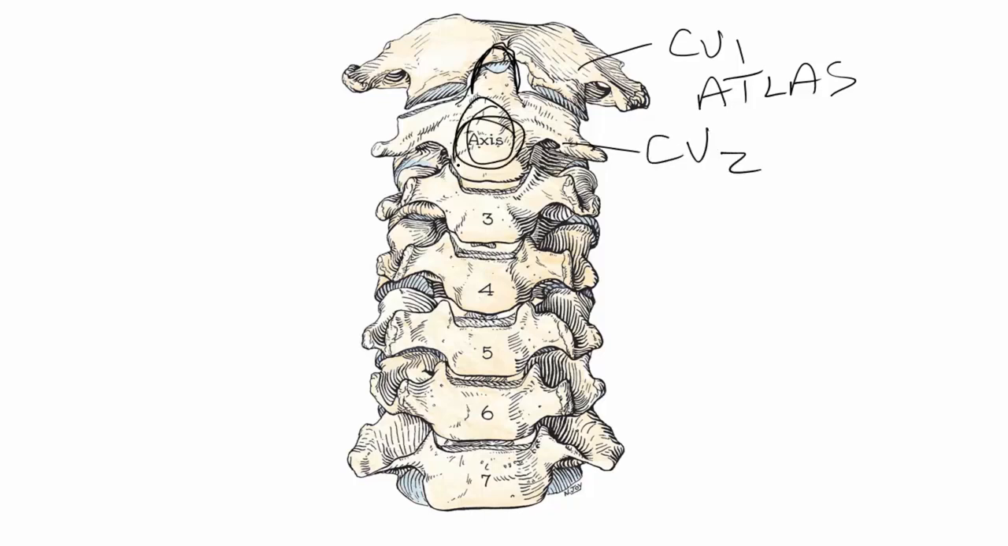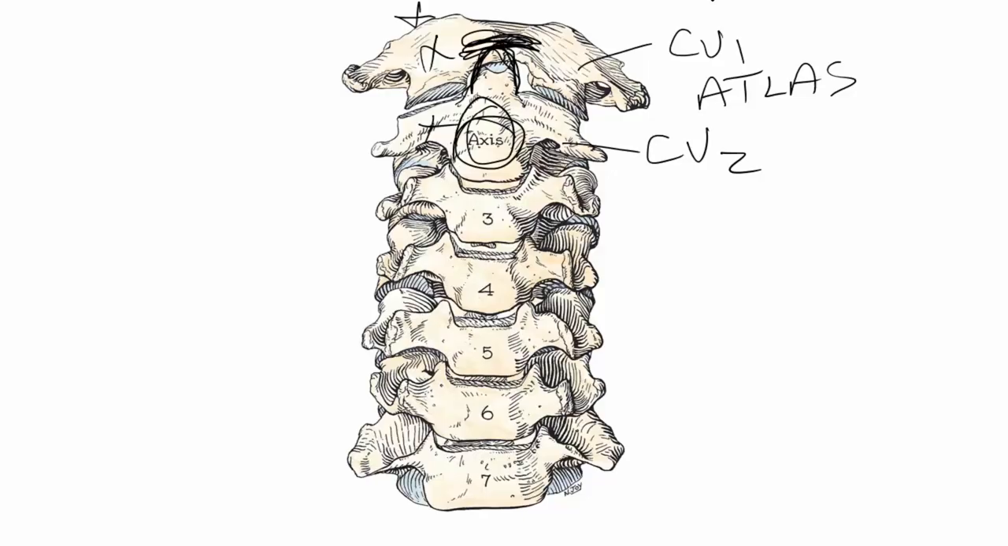The reason for that is with the odontoid process projecting up right behind the anterior arch of CV1, it allows for a significant amount of rotation at that particular location. So between CV1 and CV2, the main action is rotation. The main action between the base of the skull and CV1 is flexion extension. So it doesn't mean that other actions can't occur.